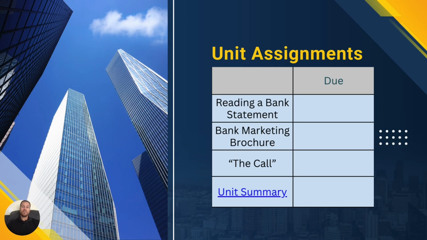In this unit, there are 4 different activities that will take place. Students will learn how to read a bank statement. They'll create their own bank marketing brochure, and then also reach out to a financial institution of their choosing in an activity called The Call. Also, I've included a unit summary, which is like a study guide that students can use to take notes on, which are guided to help them make sure that they understand the content from start to end.